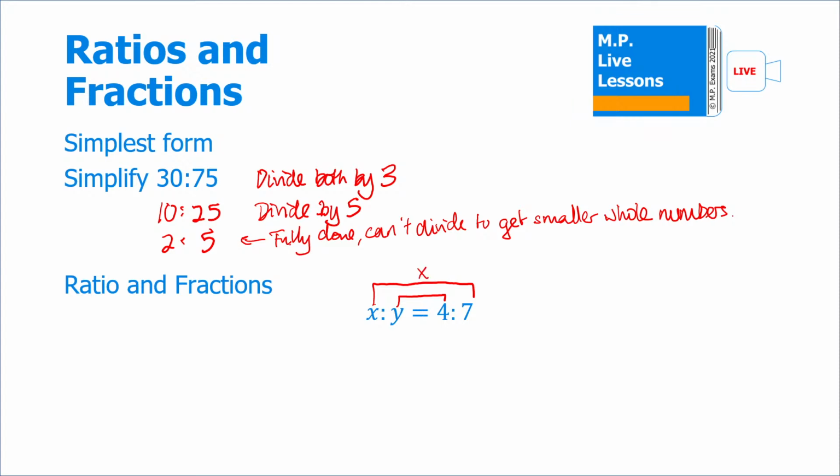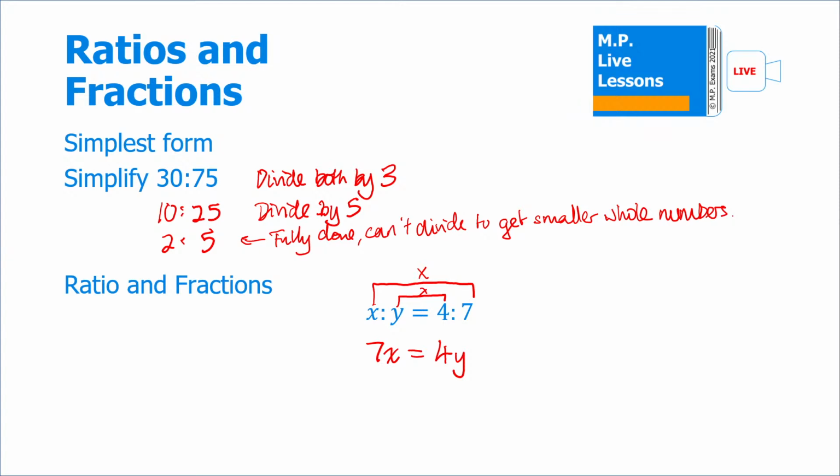And what you do is you simply multiply them. So we can see x times 7, so we get 7x. And it doesn't matter, you should have one side containing x and one side containing y. And then the other side will have 4y, so 4 times y.